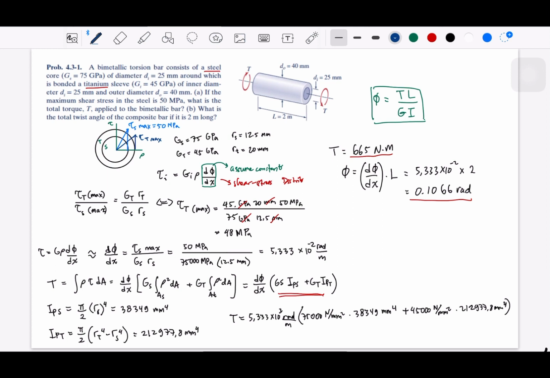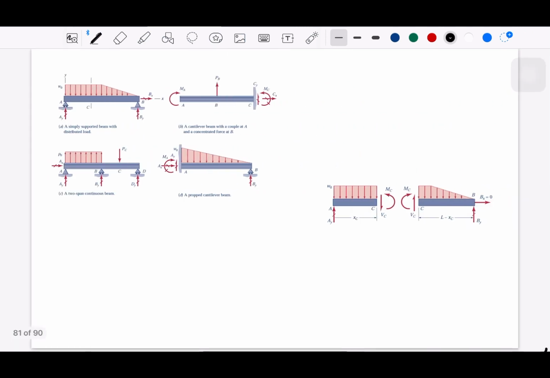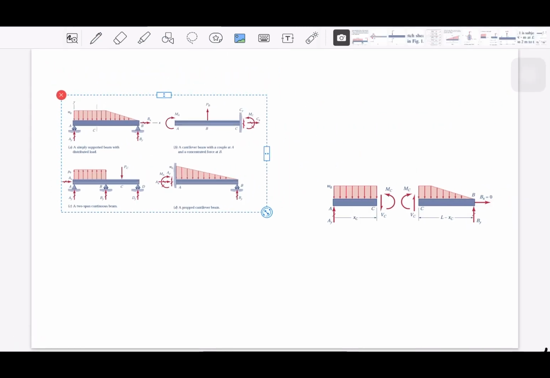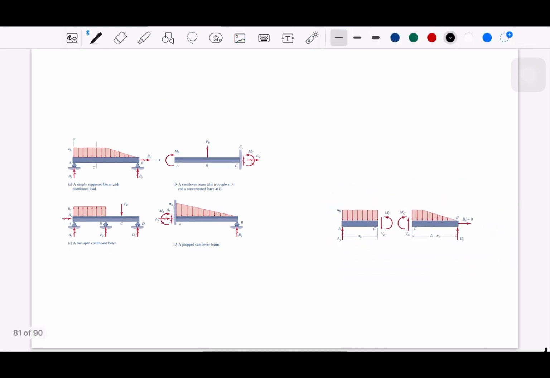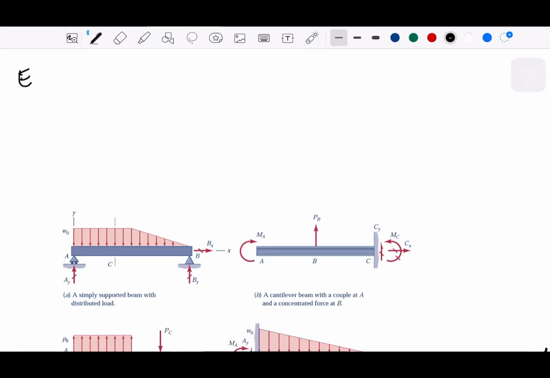Now we are moving to the equilibrium of beams. So let me start with the new chapter here. So there are some pictures here. Let me just make it small a little bit. So let me make the title: equilibrium of beams. So this is chapter 6 in the textbook. So torsion, chapter 4, the equilibrium of beams, chapter 6.